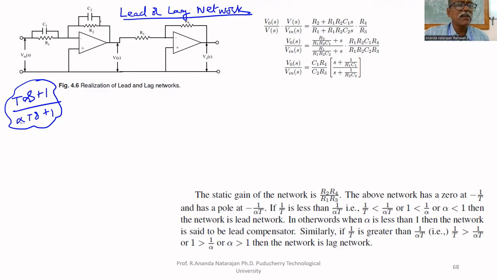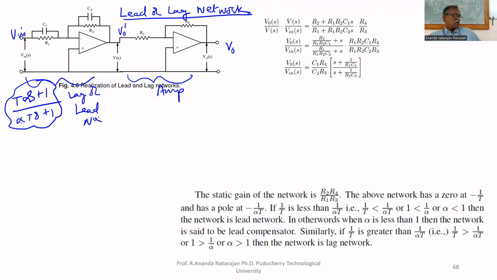Here, what is the mathematical model of this? Here, this is V in. Now, let us call this V out dash. This is V out. Two stage: this is a simple amplifier, this is the lag or lead network. Depends upon the value of alpha.